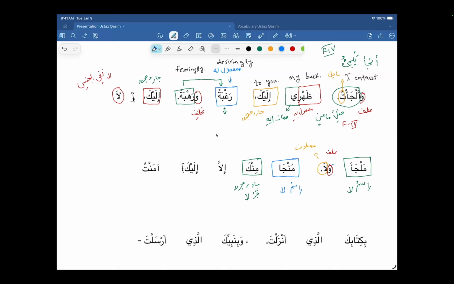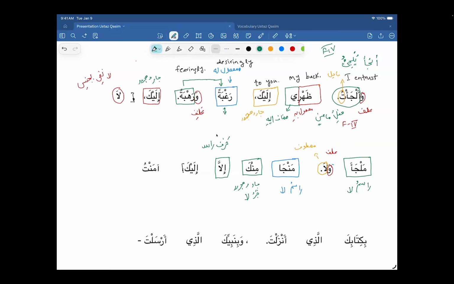Okay, and then illa came. Illa is called a harfu istasna. You have not seen it yet. It is a deep topic, so I will not go into more detail on it. Illa is called harfu istasna. It creates an exception. Istasna. I didn't write it correctly. Sorry. Harfu.